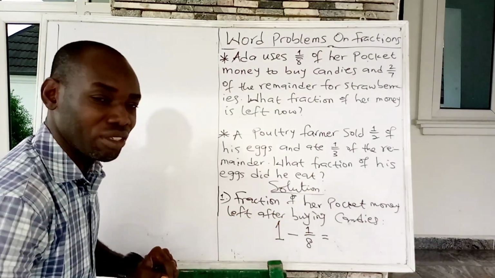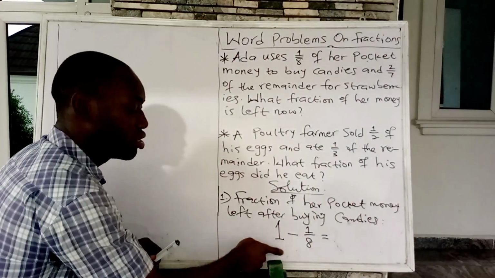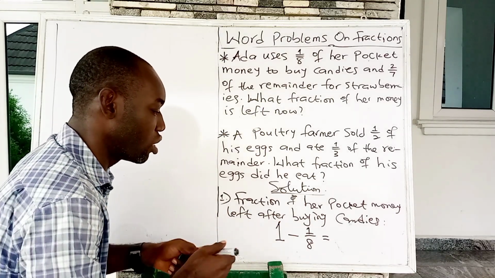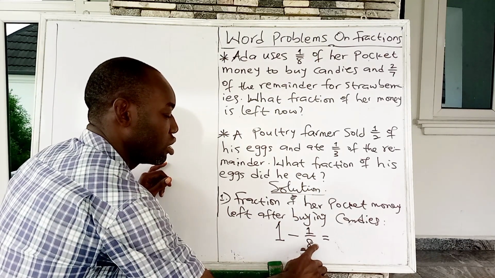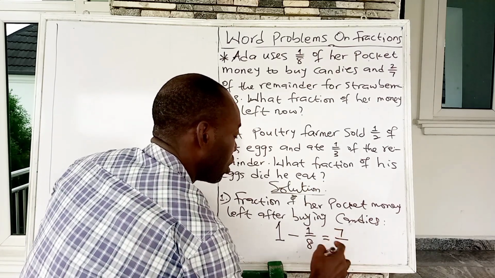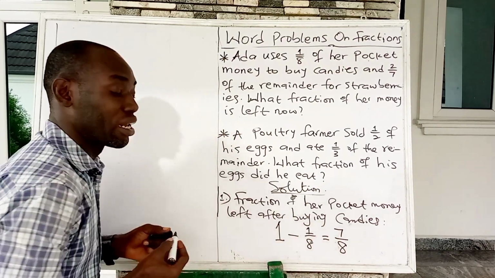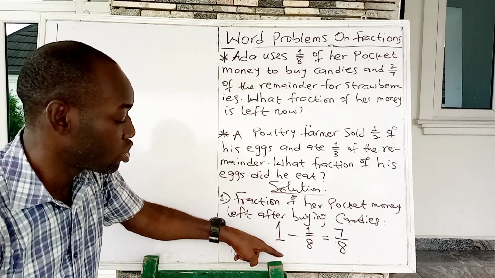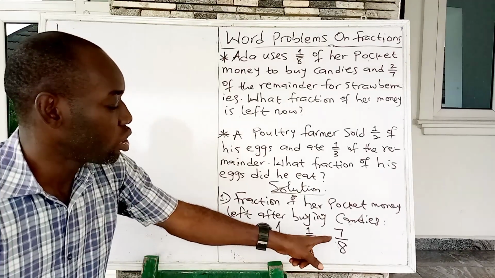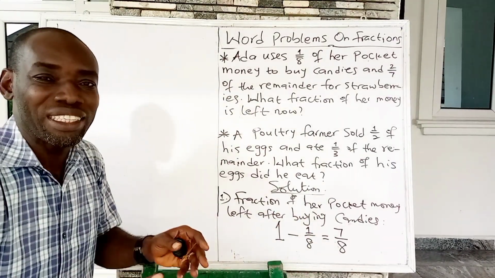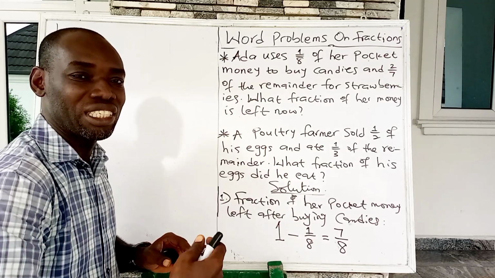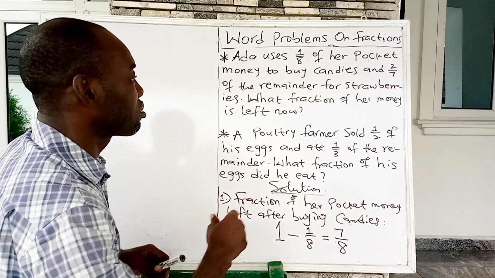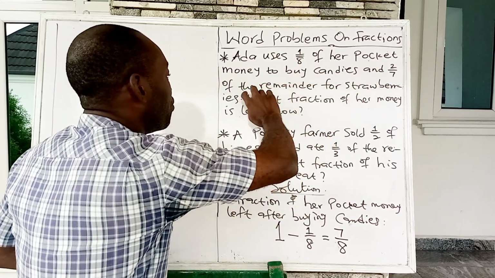And how do we do this subtraction? We can go ahead and use the LCM method, which will also give us the same answer as what I'm going to show you now, which is to subtract the numerator from the denominator. 8 minus 1 will give us 7, while the denominator is 8. That's the solution to this simple mathematics. If you use the LCM method, you'll arrive at the same answer. Now, what does this 7/8 mean? This is the fraction of her money that is left after she has used a fraction of it to buy candies.